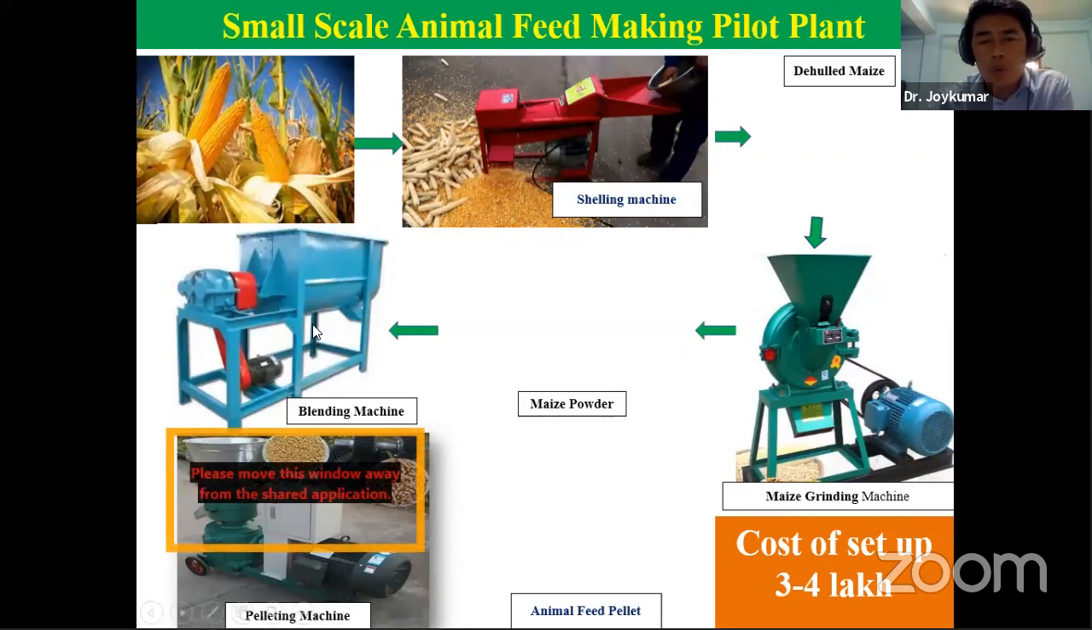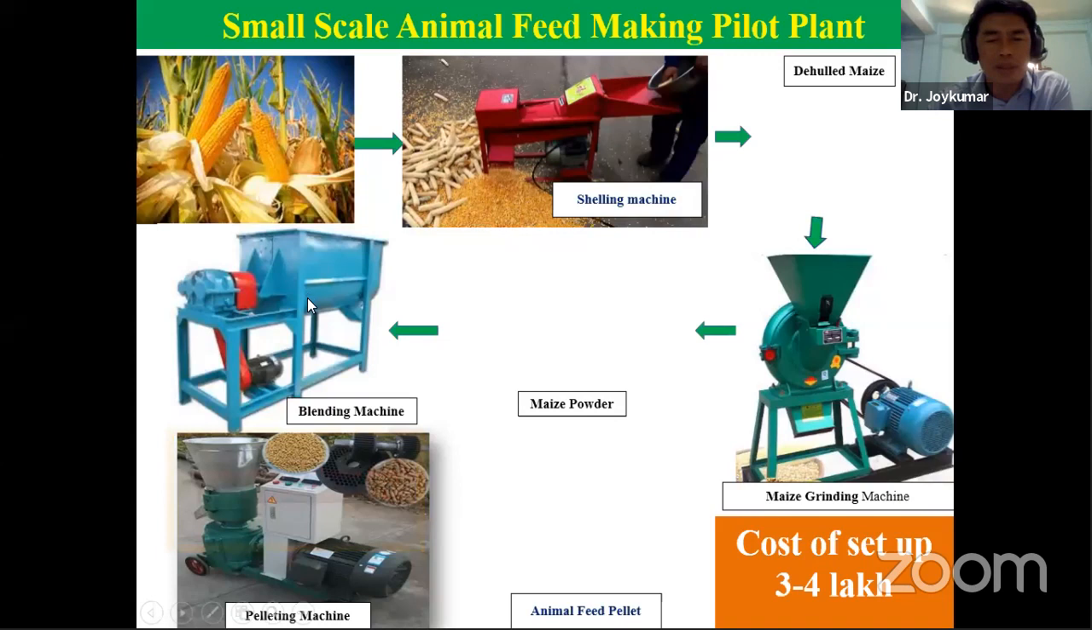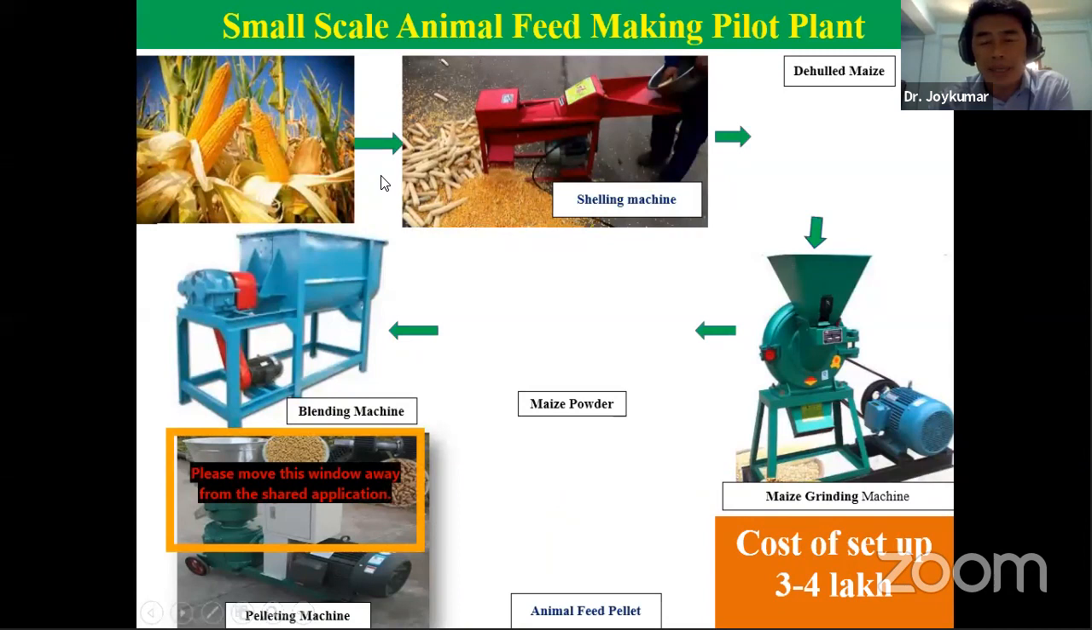So with this small machine, costing around 3 to 4 lakhs, we get the maize and make a powder from it. Then we mix the maize powder with the oil cake, and put in some vitamin or supplement. Finally we come up with pellets. The pellets that come out of this are animal feed pellets. So by investing 3 to 4 lakhs at different spots, we can start this small-scale animal feed making.